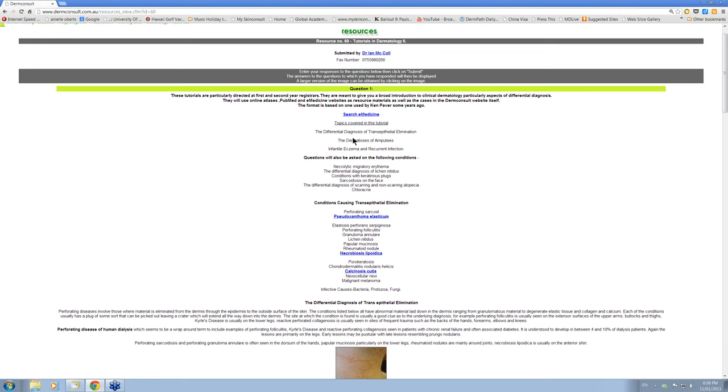Any of the conditions that have granulomas in the dermis, like sarcoid or granuloma annulare, will have transepidermal elimination. So will, say, lichen nitidus. So will all of the disorders of elastic tissue, where the elastic tissue is abnormal, the body tries to get rid of it. And we'll see that in the list of diseases when we have a look at it down here. Then we're going to look at the dermatoses of amputees.